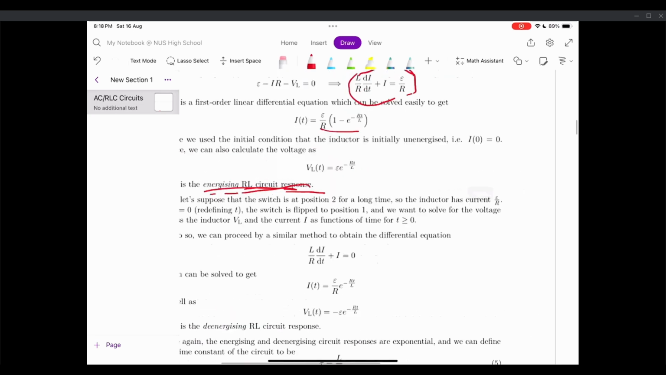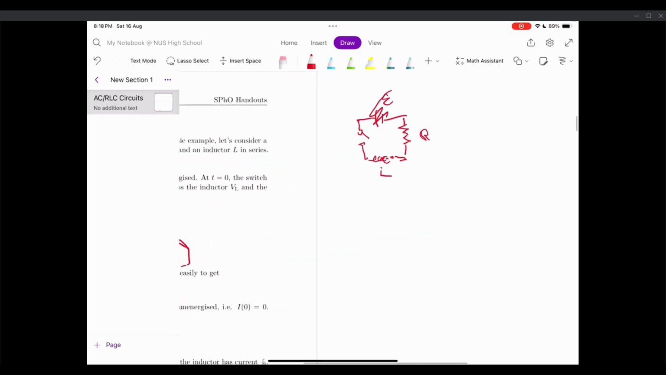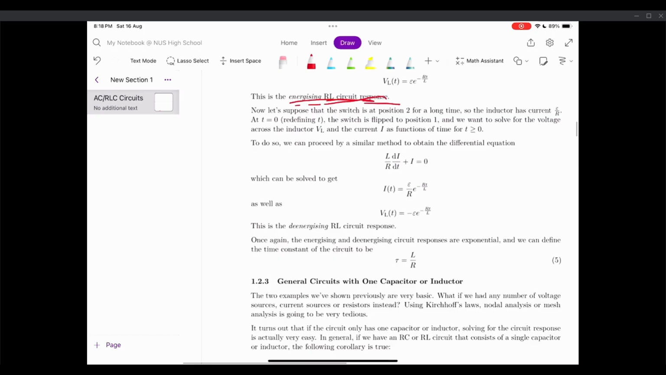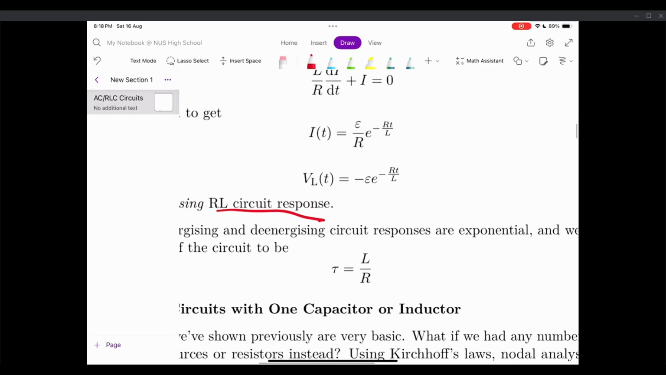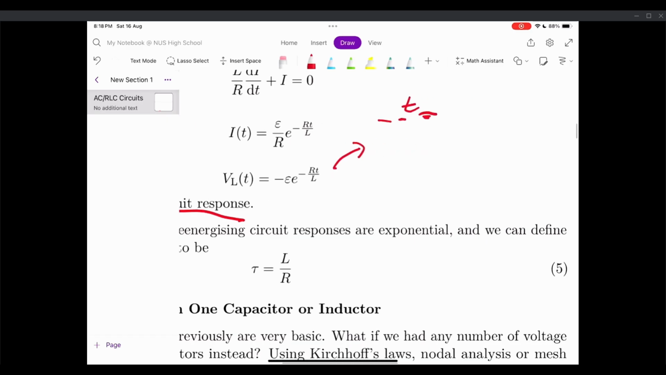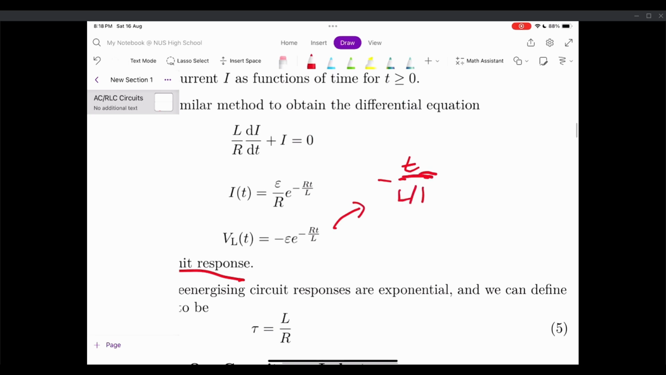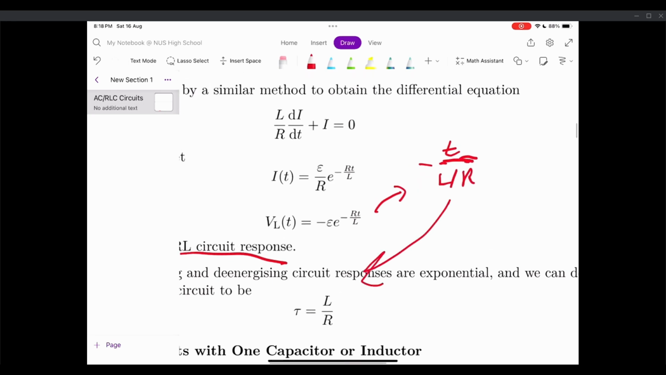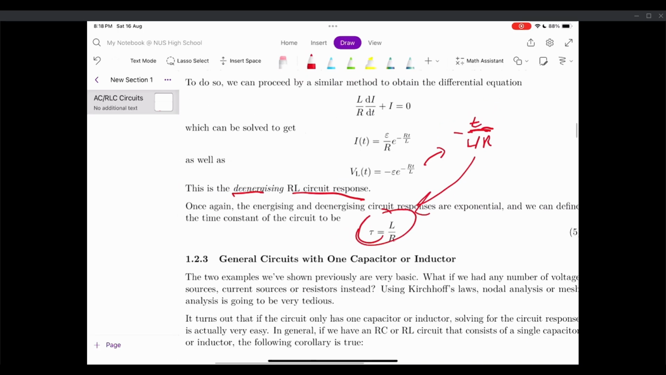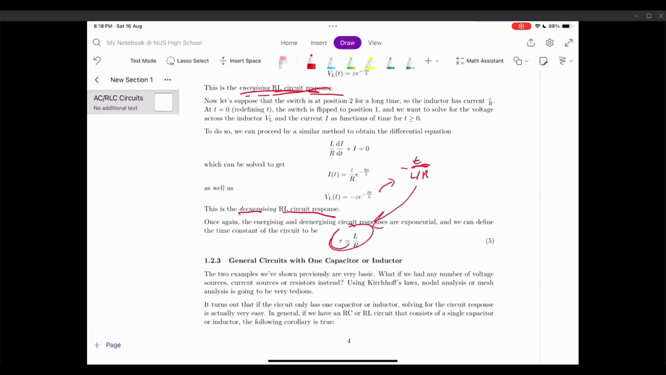Similarly, we can do the same thing when we get rid of this voltage source and close the switch, in which case we get this. This is the de-energizing RL circuit response. I again won't go through it in depth, but the one thing to note is that now we have a different time constant for the circuit, because this circuit has a different energizing and de-energizing rate. As you can see here, this is of the form minus t over L over R. So this time the time constant is L over R.